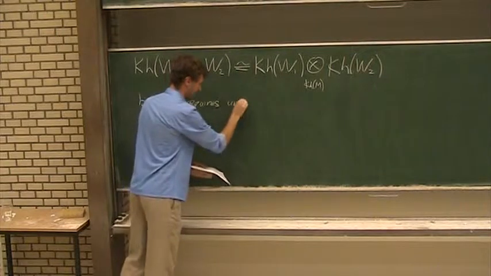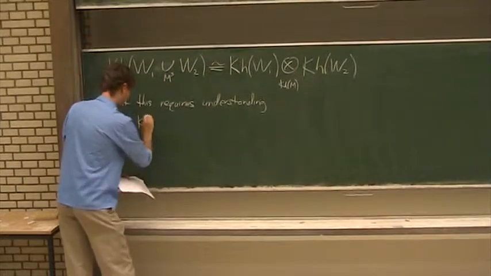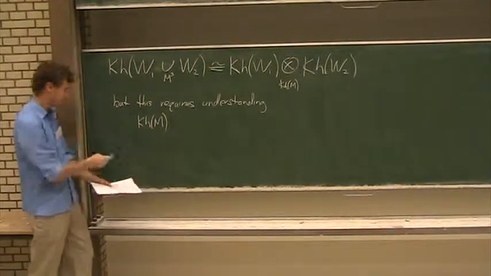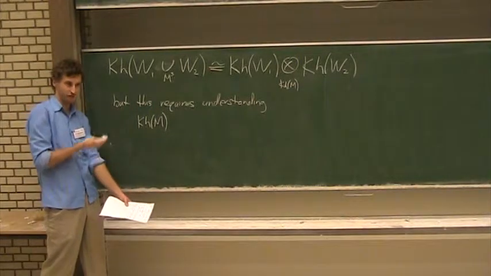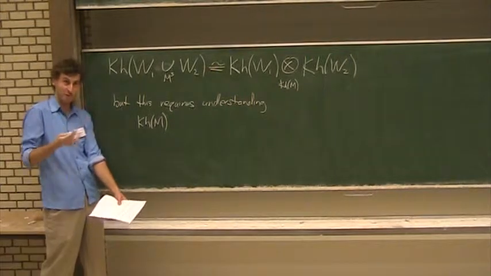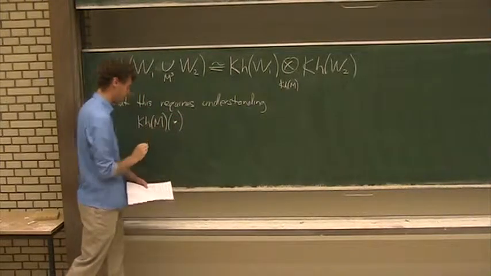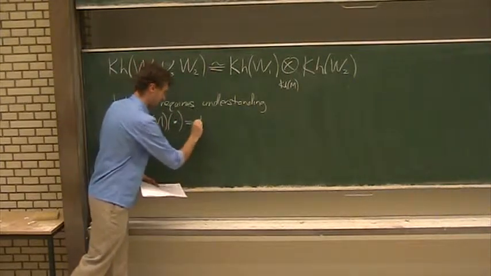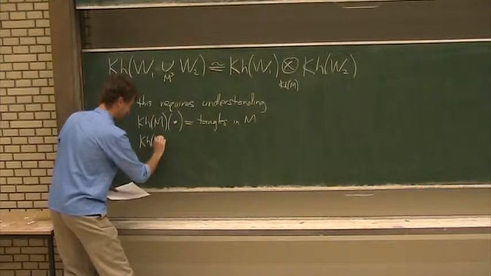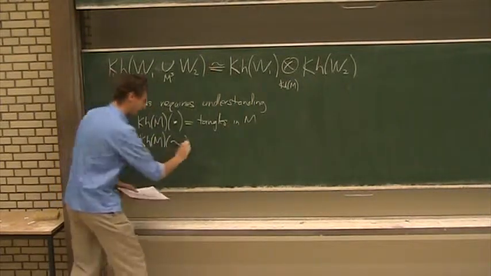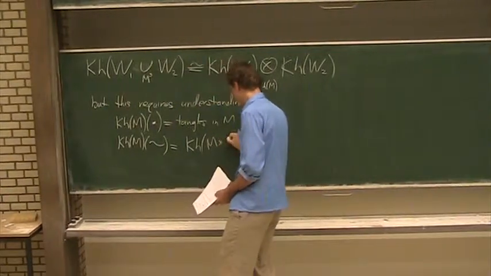But this requires understanding KH of M. And let me just tell you what KH of M is. It's a one category. So how do I tell you what a one category is? Roughly, I guess, you tell me what the objects and morphisms are. So, KH of M on a 0 ball is just tangles in M, and KH of M on some morphism is the Khovanov homology of M cross I.